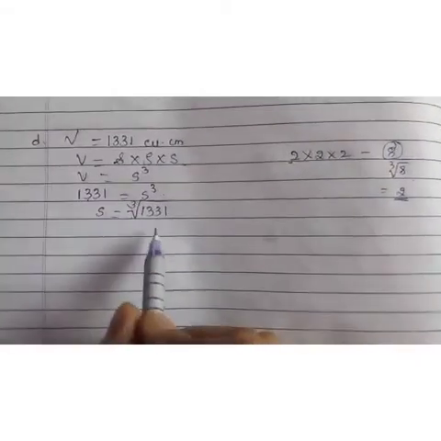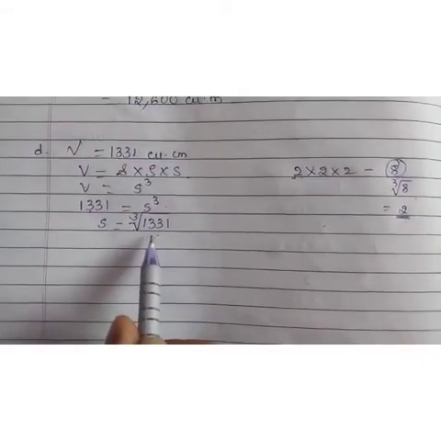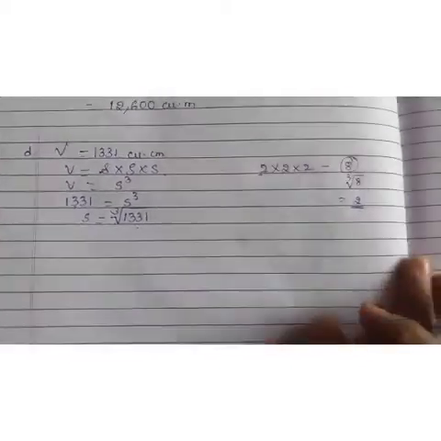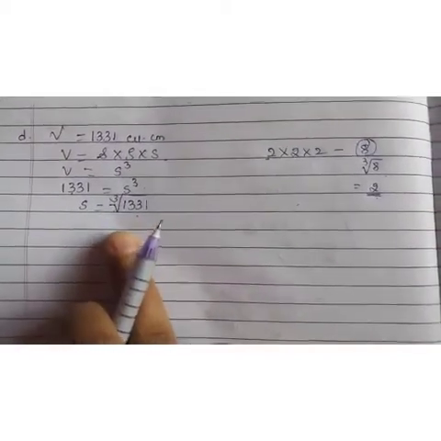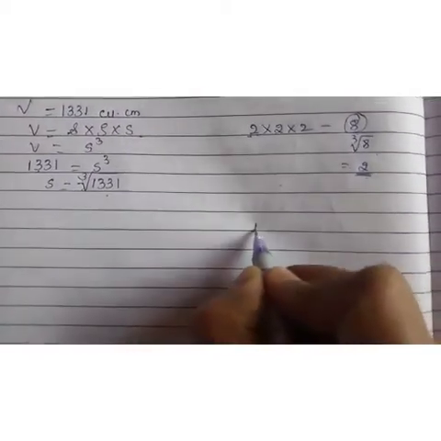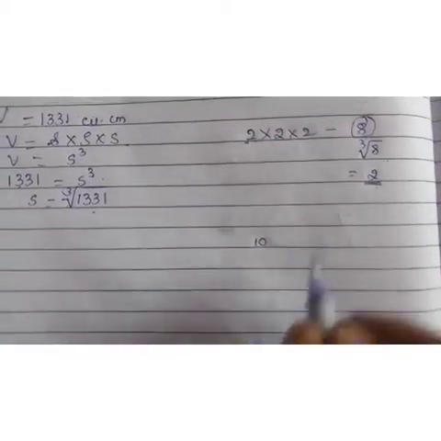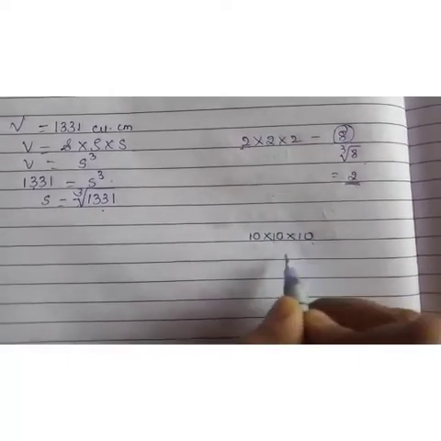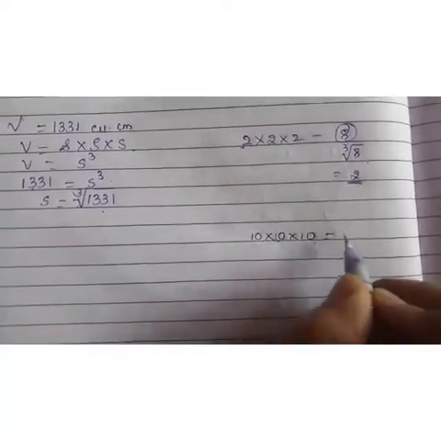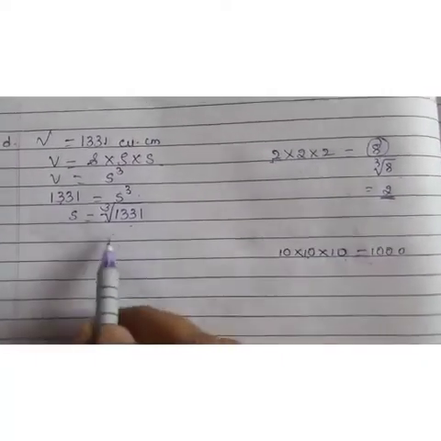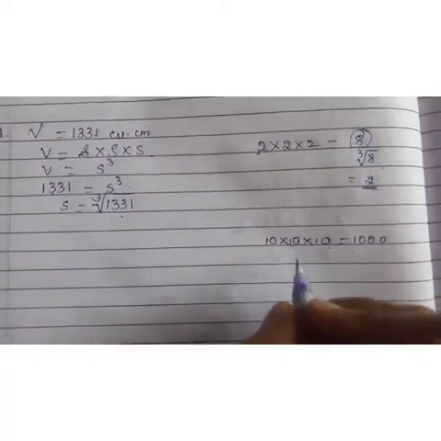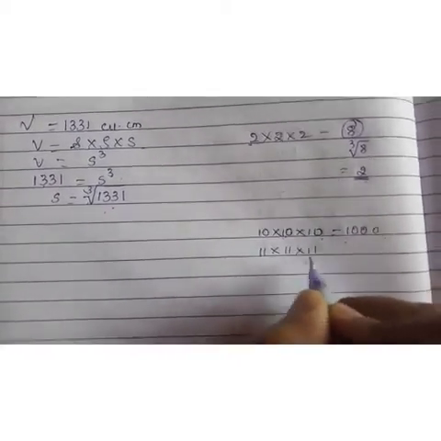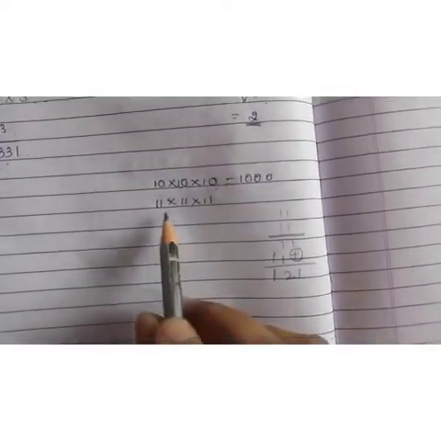Now you have to find a number such that when you multiply that number 3 times, you get the answer 1331. As it is above 1000, let us just guess a number. So I will take 10. When you multiply 10 three times, 10 into 10 into 10, what you get? 10 tens are 100, 100 tens are 1000. I got 1000, but I need more than 1000. Let me try with another number. So I will take 11 into 11 into 11. Now let us try to multiply.